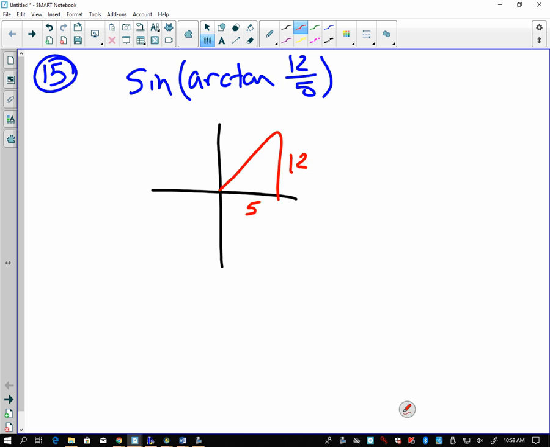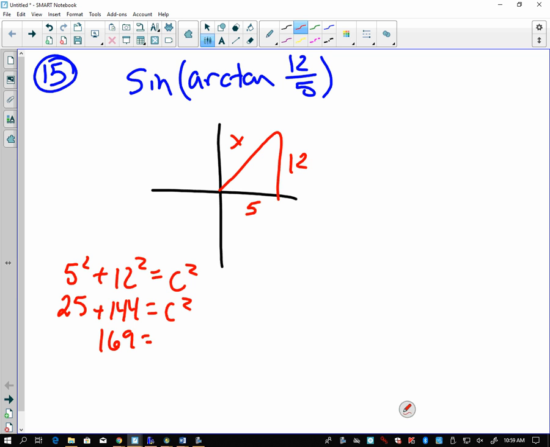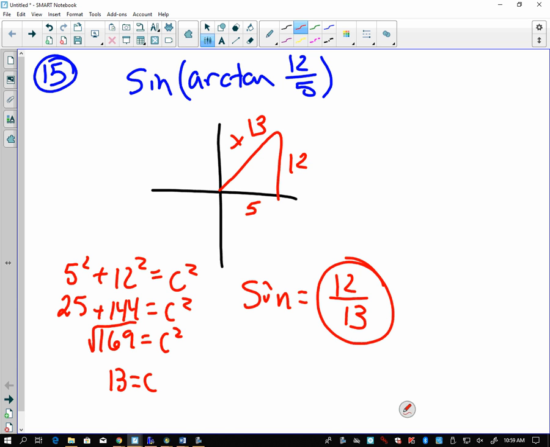Okay, it's asking for the sine, which means we need to find our hypotenuse because sine is opposite over hypotenuse. So 5 squared plus 12 squared equals c squared. 25 plus 144 equals c squared. 169 equals c squared. Square root of 169 is c. So this is 13. So sine equals 12/13. So 12 over 13 should be my answer. Let's see, 15, 12/13. Okay, we good there?